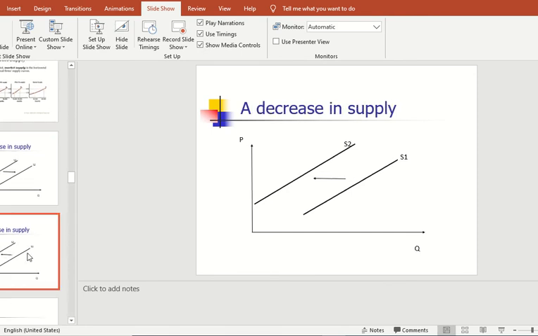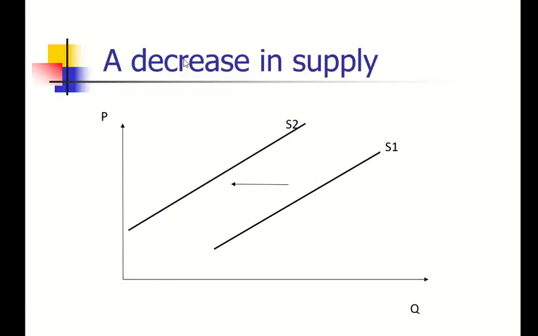And then we have a decrease in supply. It is illustrated by a leftward shift of the supply curve.